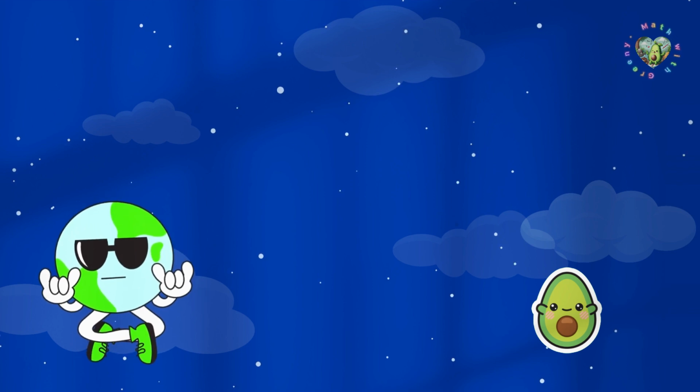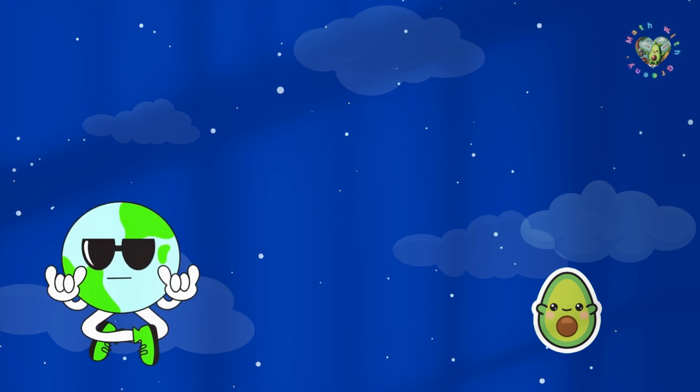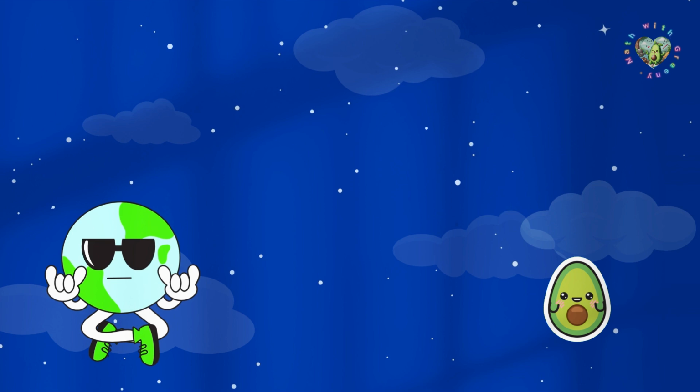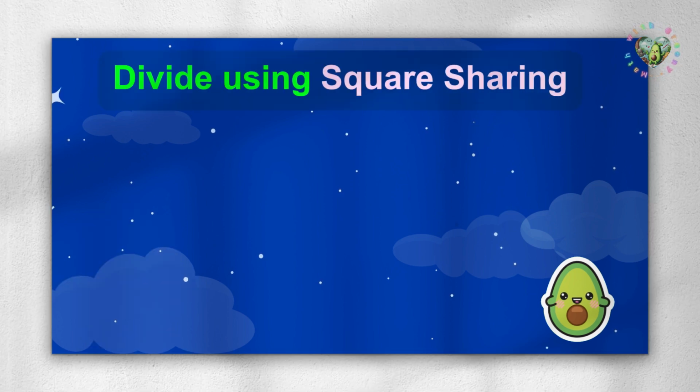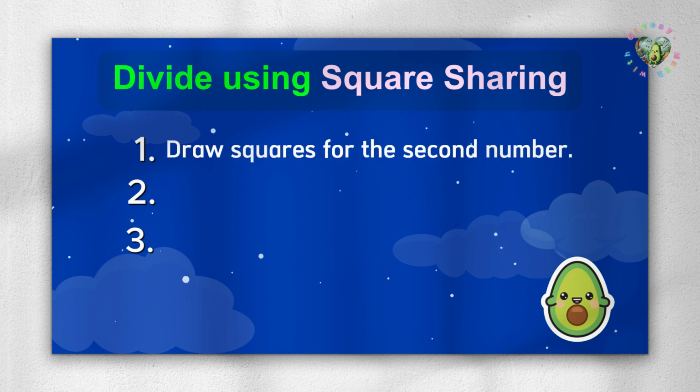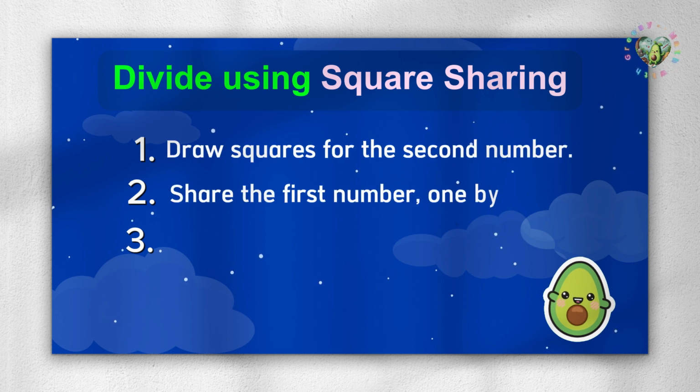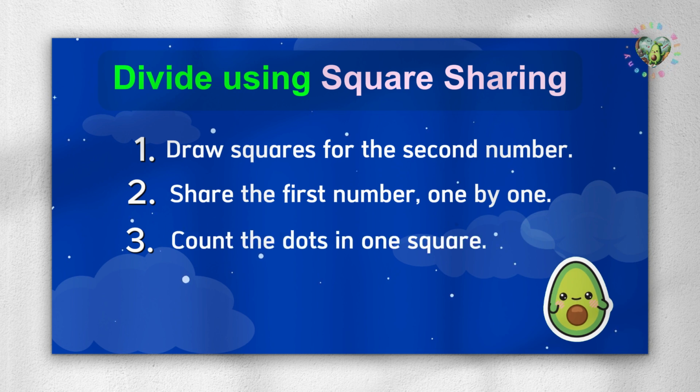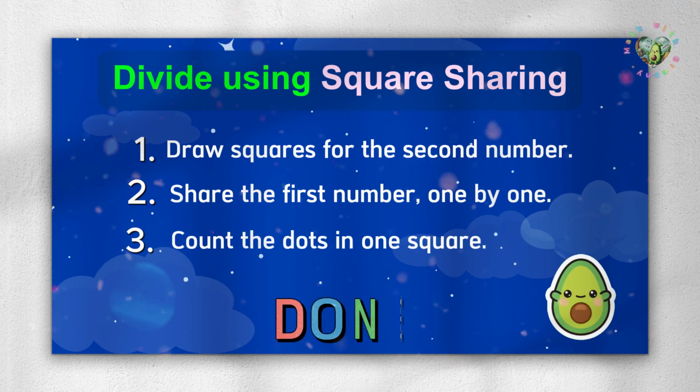Now, before we say goodbye, can you tell me something you enjoyed about today? I loved learning how to do division using squares. It's super easy with just 3 steps. Draw squares for the second number. Share the first number, 1 by 1. Count the dots in one square. And that's your answer.